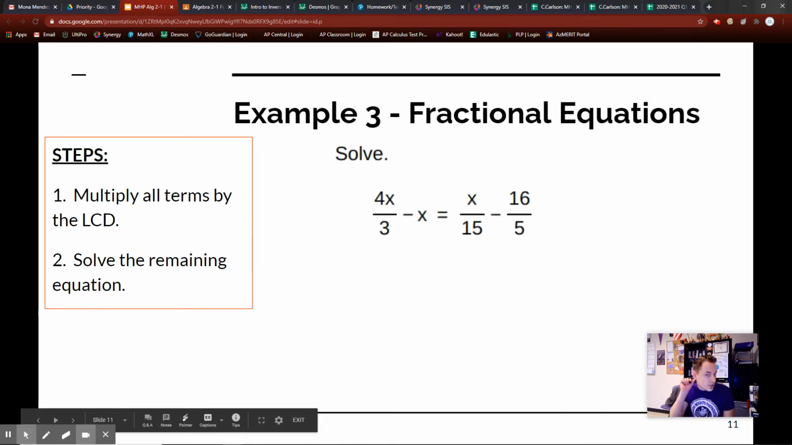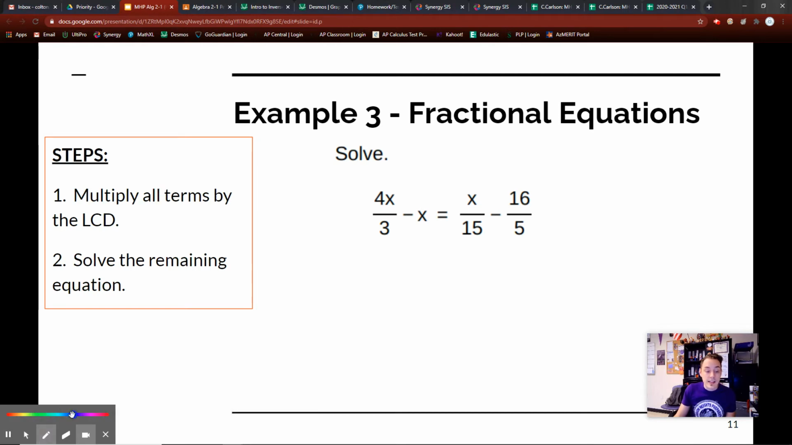Same thing, fractional equations, we just have a little bit bigger example. That's okay, we can still solve it though. First things first, what is my least common denominator?